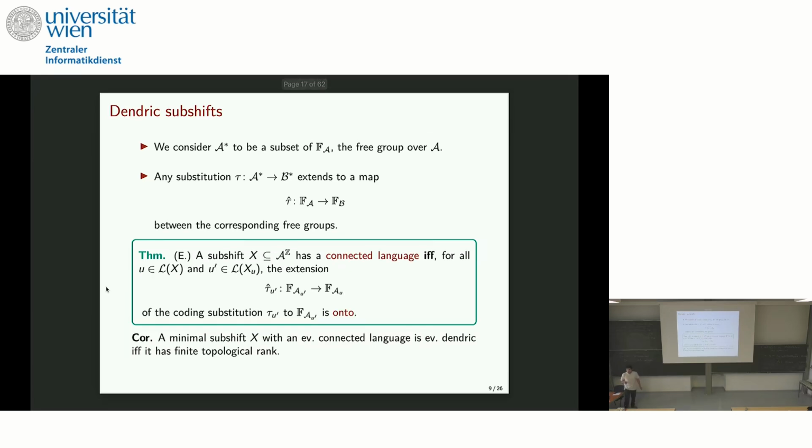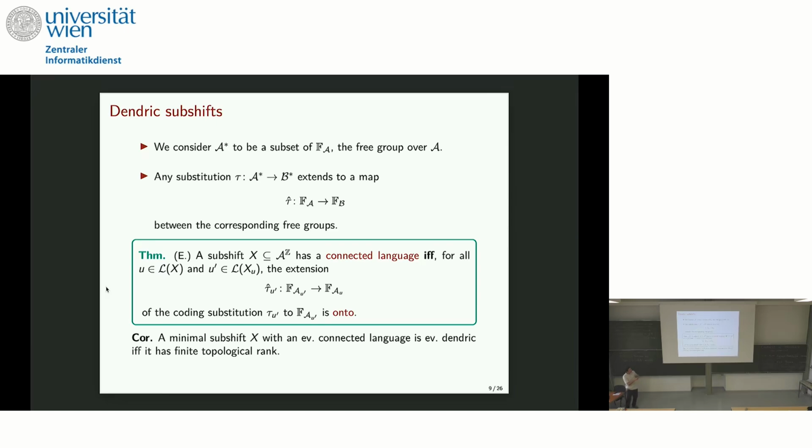One of the results that I can show you here is that we have a generalization of this kind of result for the connected language case. So, for instance, here we have that a minimal subshift has a connected language if and only if we have something similar, but with 2 important differences. The first one is that the construction here is a bit different.